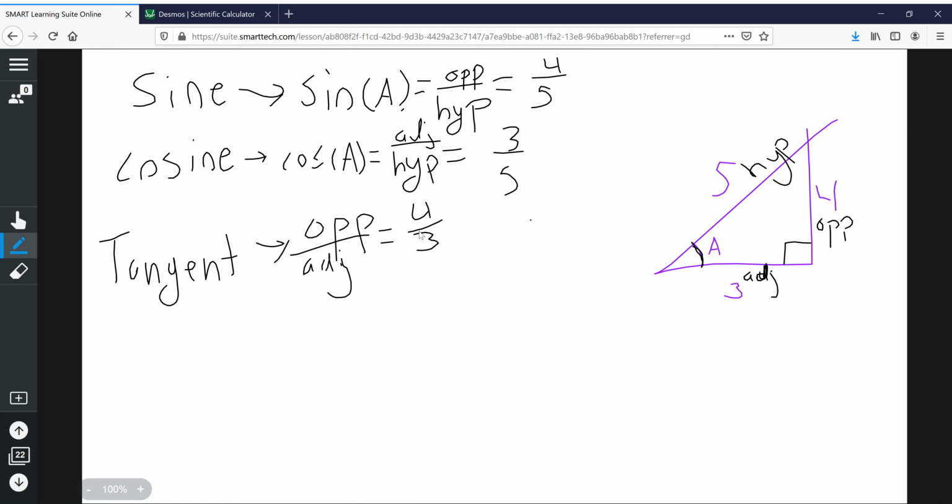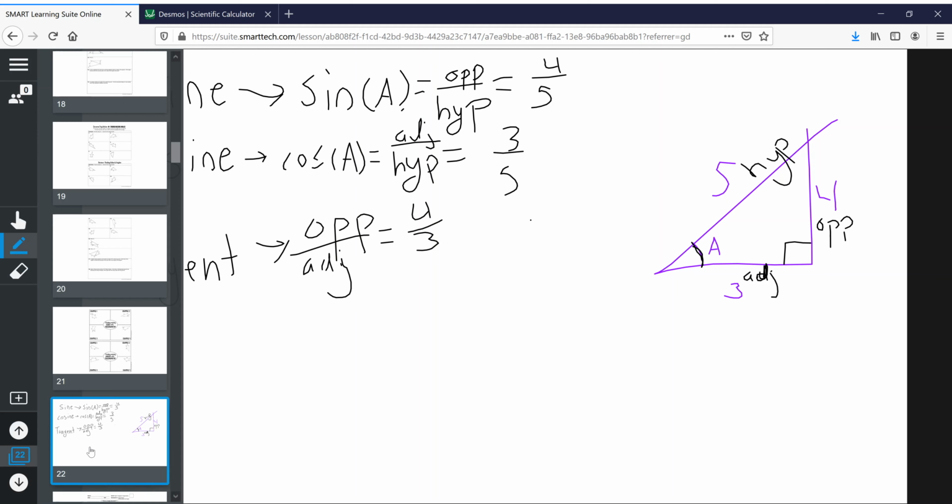So in homework number 3, we mainly solved for missing sides. And I'll just kind of brief that really quick.